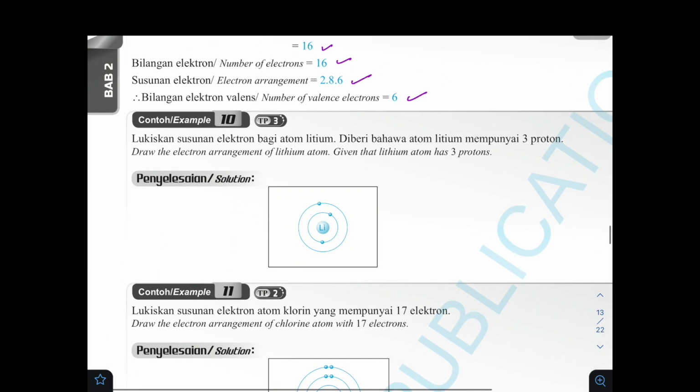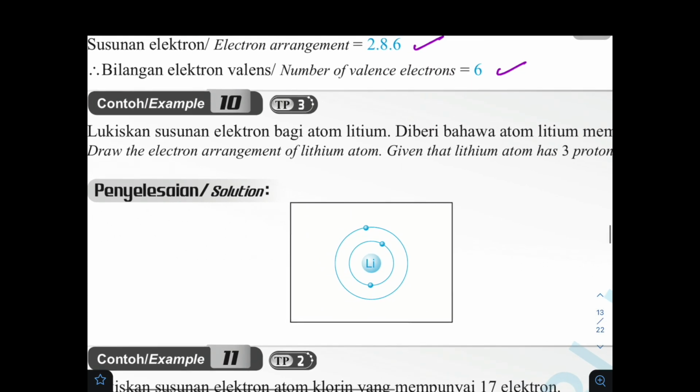So, draw the electron arrangement of lithium atom given that lithium atom has 3 proton. So, tadi kita sudah belajar macam mana nak tulis electron arrangement. Sekarang ni kita nak belajar macam mana kita nak lukis, draw the electron arrangement. So, macam mana kita nak draw? First, you should start with the symbol of element. So, lithium atom, the symbol of lithium atom is Li.